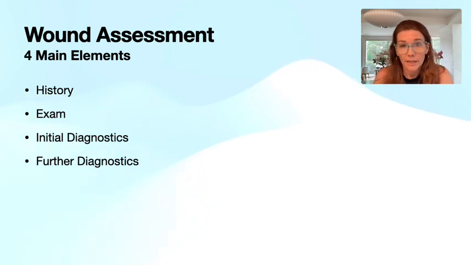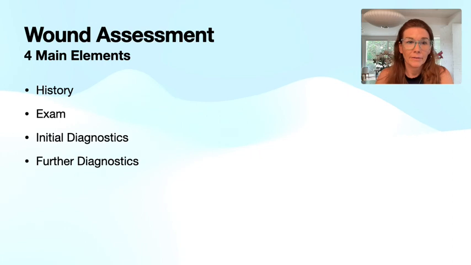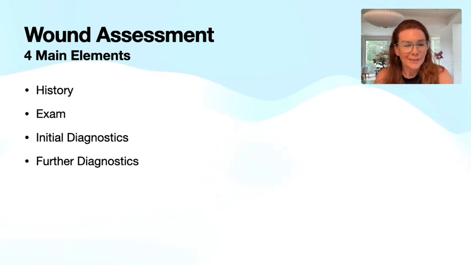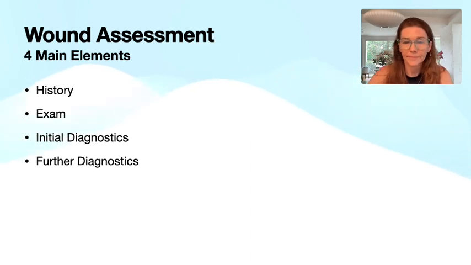Unsurprisingly, wound assessment has four main elements that may look very familiar to you. We have focused history. The next part of that is doing a detailed, but again, tailored physical exam of the wound and also the features that are relevant for wound care. Next is initial diagnostic studies that we'll commonly perform at the time of the first visit, and then consideration for further diagnostic studies as needed.